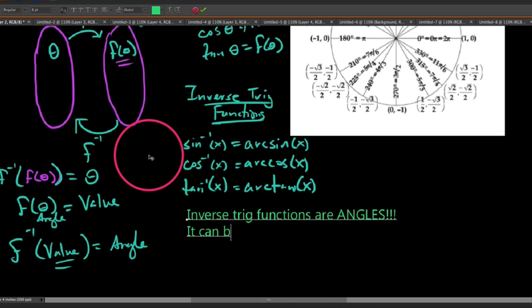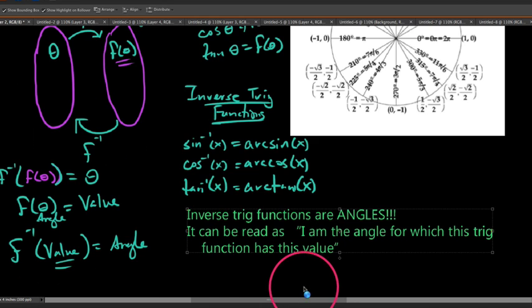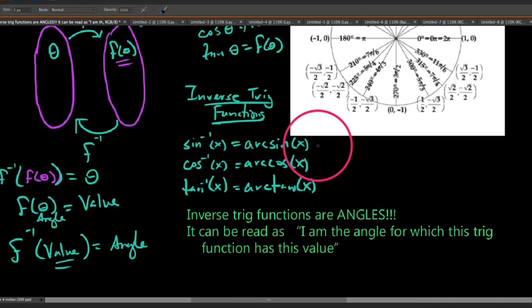It can be read as I am the angle for which this trig function has this value. And as I'm saying this, what I mean is, well, I'm going to have to write this one by hand, and that's fine. Let me get my pen tool back out here. It'll probably complain the first time. There we go.